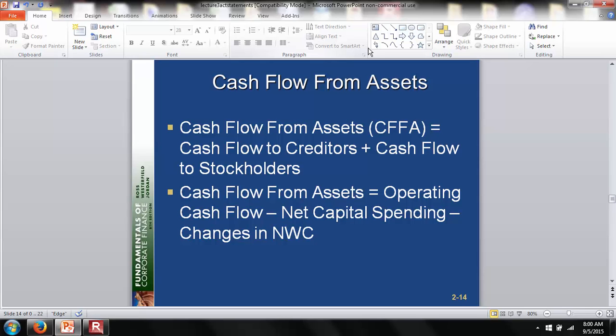The cash flow from the assets is equal to the cash flow to the creditors plus the cash flow to the stockholders. Now what we need to do is define the cash flow from the assets. The cash flow from the assets is given by the operating cash flow minus the net capital spending minus the changes in the net working capital. For the next 2 or 3 slides, we want to define operating cash flow, net capital spending, and net working capital.